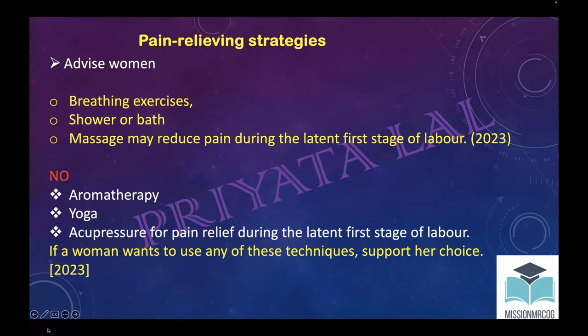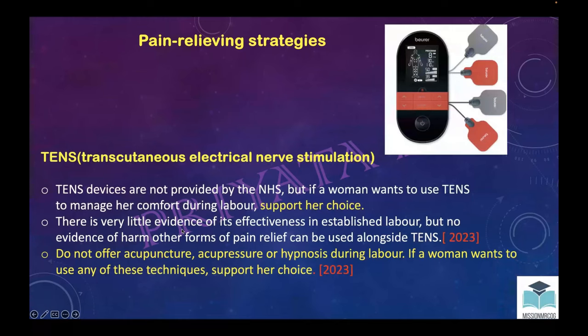Apart from this, they have added this pain relieving strategy: TENS. The full form is transcutaneous electric nerve stimulation. Usually, some kind of machine is there, and leads are attached to the patient. Then some currents are passed. This is how TENS usually works. This technique has been added for the first time in this guideline, though on the NHS website it was previously given. TENS machines are usually not provided by the NHS, but people can hire these machines.